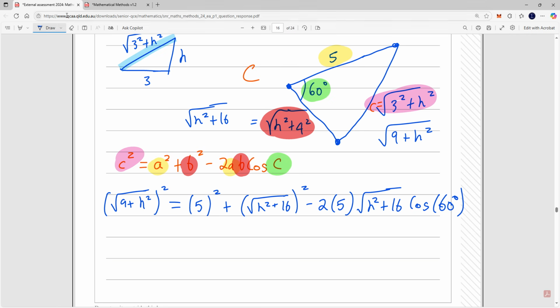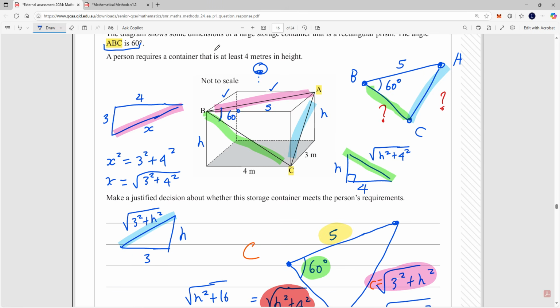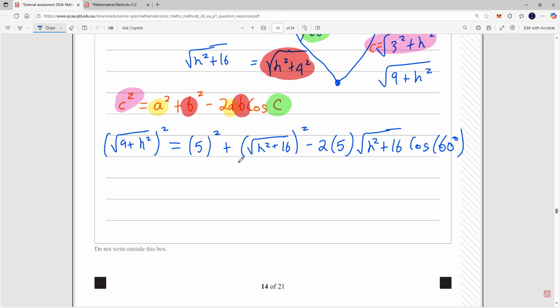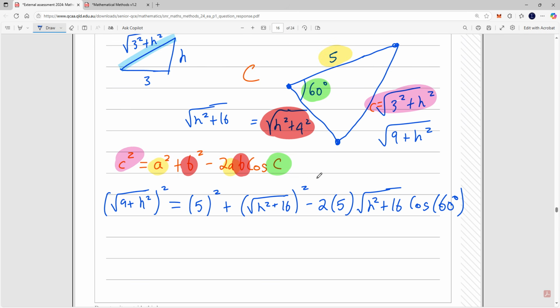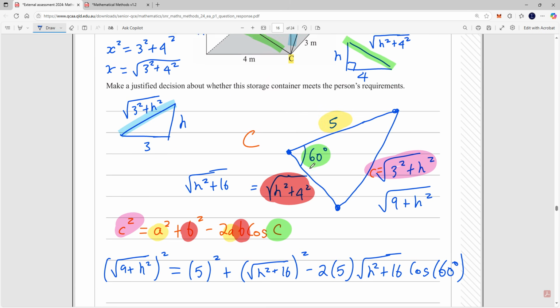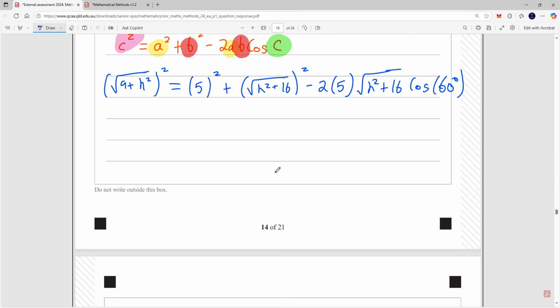Now, the reason why we want to do this is we're trying to figure out what h is, in order to meet this person's parameters. We now have an expression in terms of h. It's an ugly expression, but still an expression nonetheless. I don't think there's any other way to do it. Obviously, this is a pretty hard question, but it is definitely solvable.